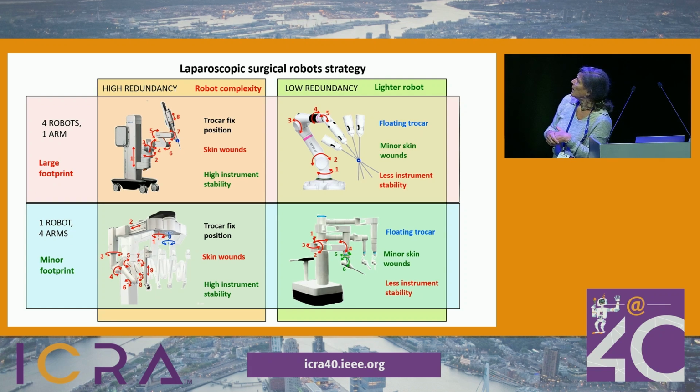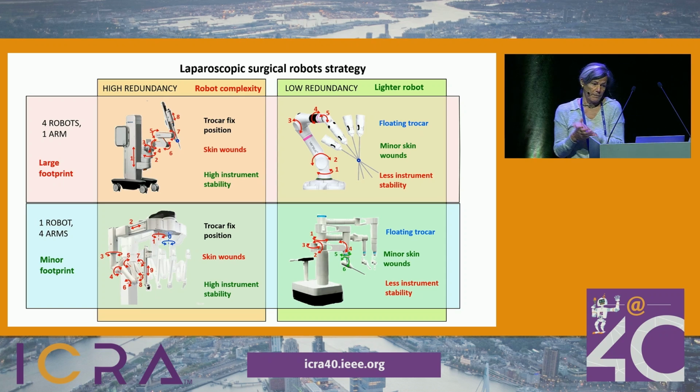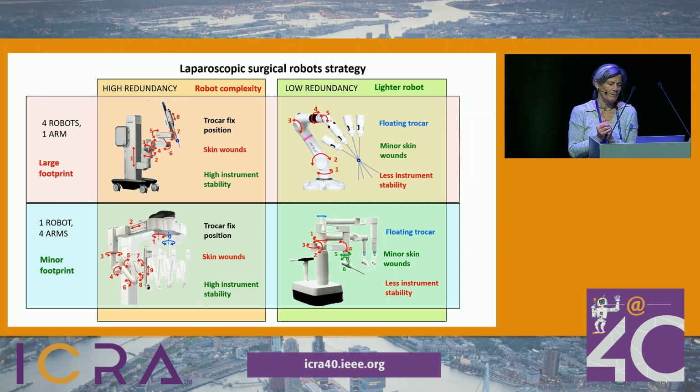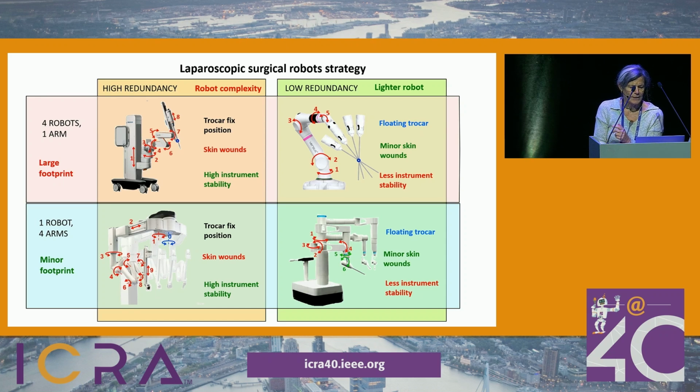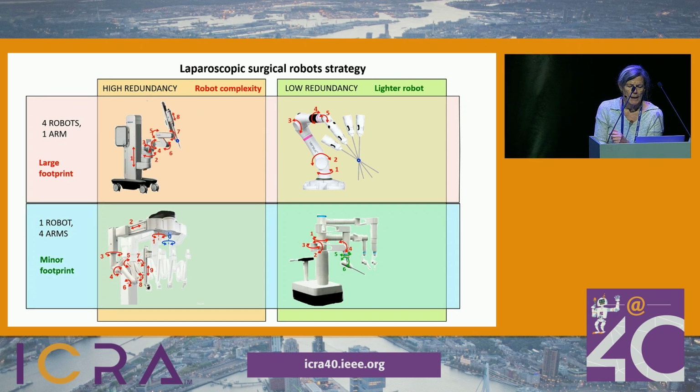On the other side, these other lighter robots have minor skin wounds because the robot follows the potential movements, and this implies a little less instrument stability, but as has been shown, it is good enough for the interventions.